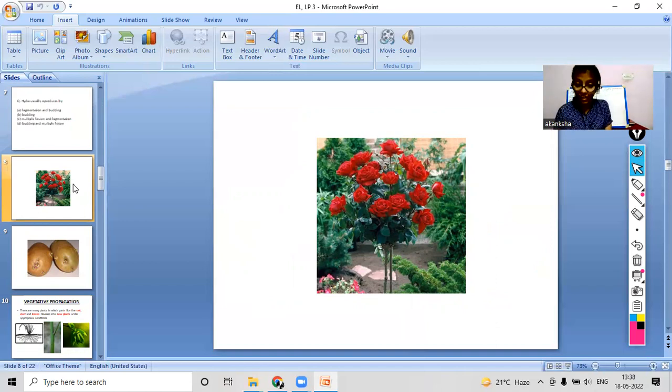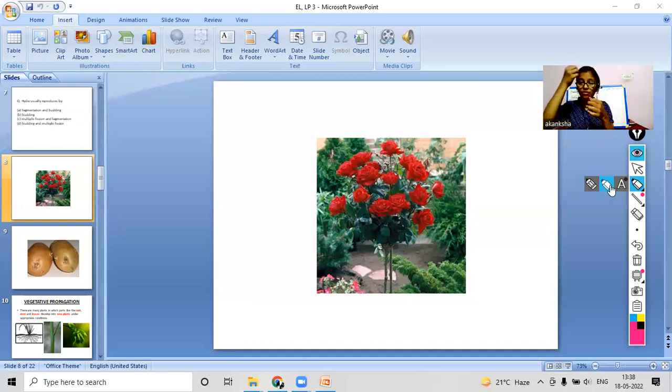Yes, you all answered it correctly. That is a rose plant. And how do we grow this rose plant? Is it grown from a seed or by some special method? I don't think it has seeds, right? Because I have not seen seeds in the plant. Yes, you all mentioned it correctly. It is grown by a stem.